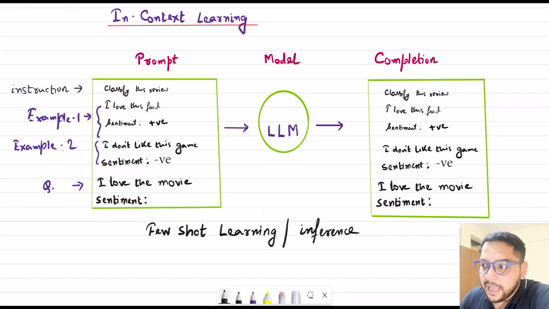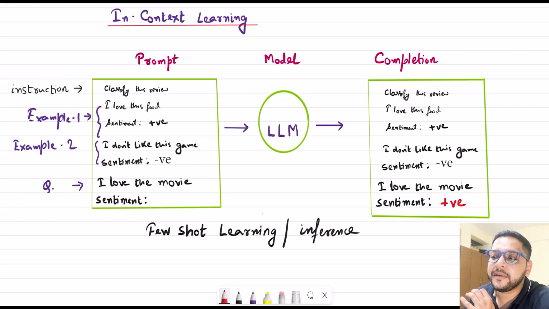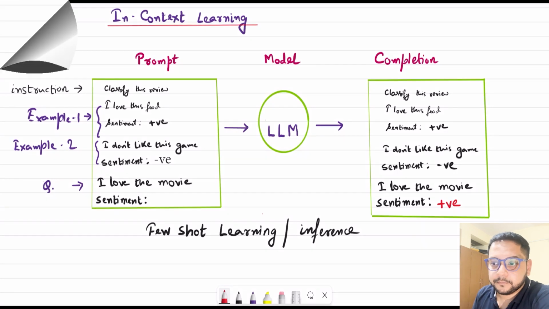So here it says "I love the movie," so here the sentiment will be positive, since it has already learned that "I love this food" is positive sentiment and "I don't like this game" is negative sentiment. So the large language model is learning from defined examples, and then if you ask it to do some task, it can do it in a perfect way because it has already seen some examples.